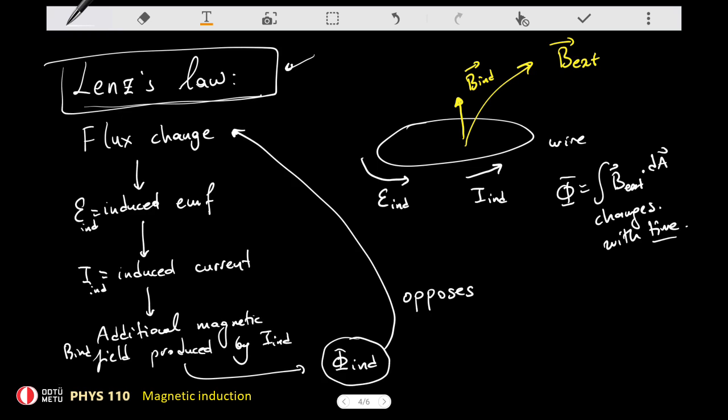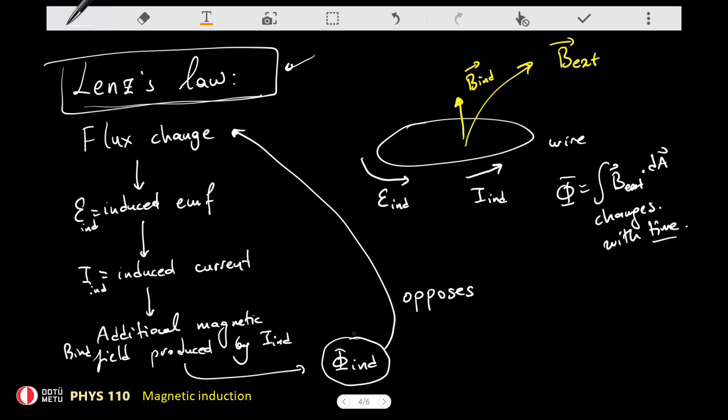Some people try to understand this as preventing the flux change. No, it doesn't prevent. That's not possible. This is just a convention to find the direction of the induced EMF and induced current. Actually, the induced EMF. It's just a convention to find the direction. It doesn't say anything about the magnitude.